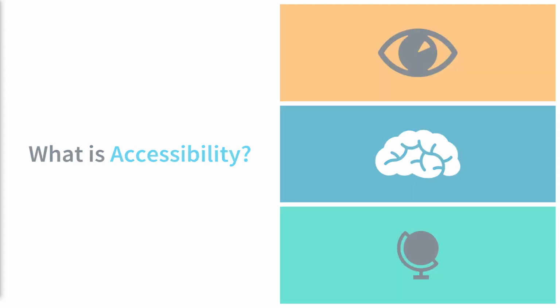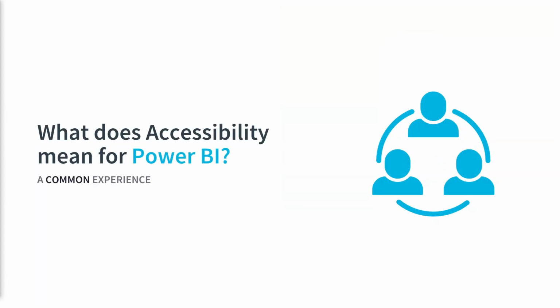In Power BI terms, accessibility means designing our Power BI reports in such a way that as many users as possible have the same or at least very similar experiences when using the reports we develop. This means our responsibility as Power BI builders is to make our reports as readable, descriptive, and intuitive as possible.